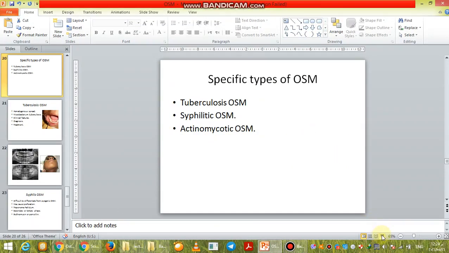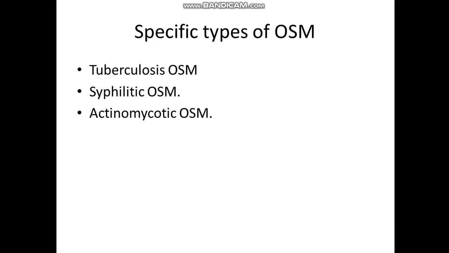Now in this lecture, we are going to discuss the specific types of osteomyelitis. In the previous lectures, we discussed pyogenic osteomyelitis, particularly suppurative osteomyelitis, and we said that the causative microorganism is Staphylococcus aureus. So the osteomyelitis discussed previously is what we call pyogenic osteomyelitis.